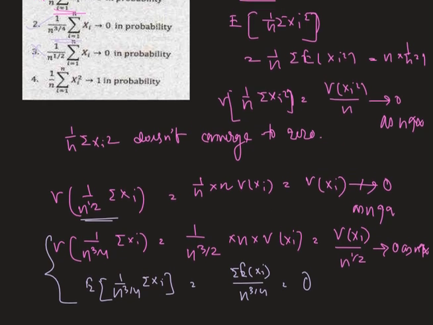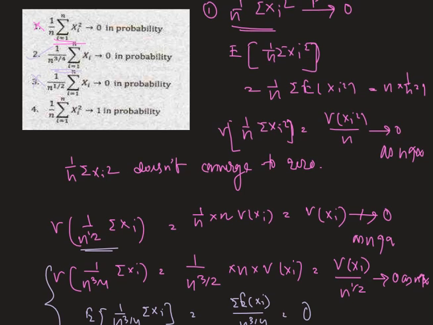which is just a variant of option 1, where in option 1 we have that the statistic 1 by n sum over Xi squared converges to 0 in probability, and that is not true. And we also find that 1 by n sum over Xi squared, this statistic converges to 1 in probability. So option 4 is the right answer. So only 2 and 4 are right.